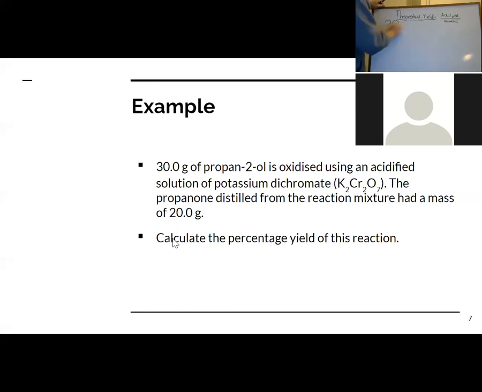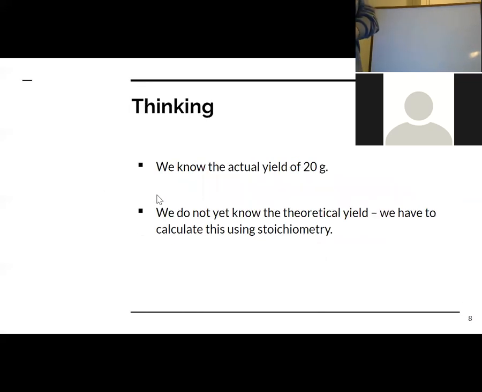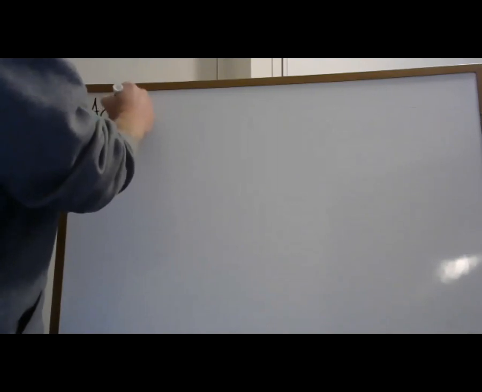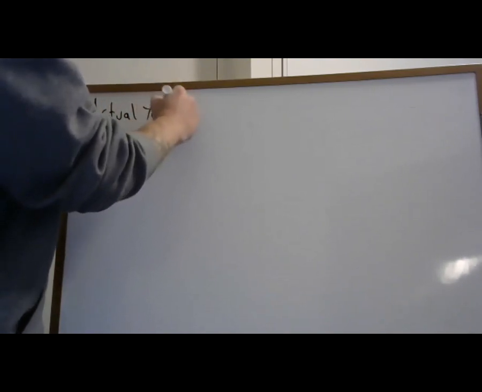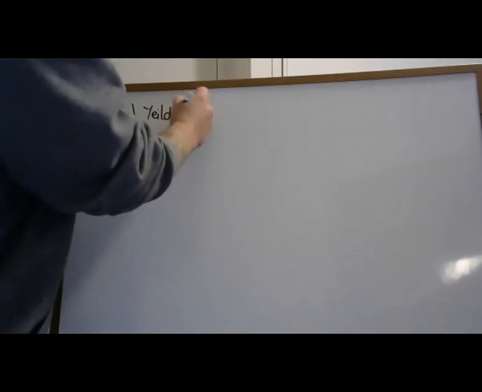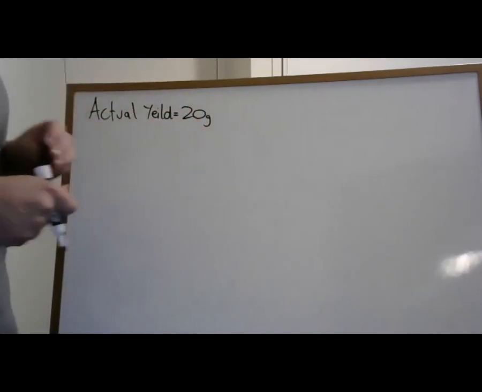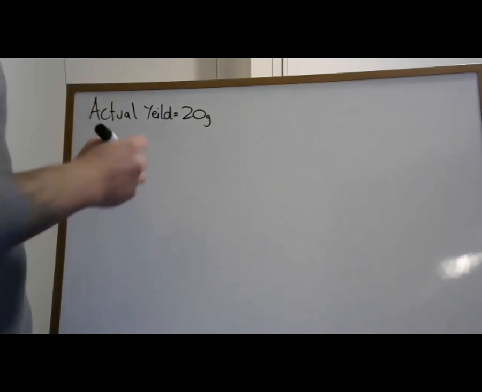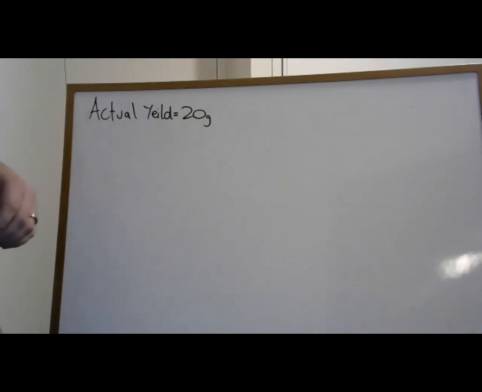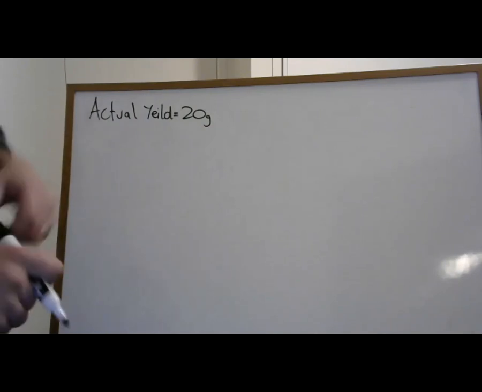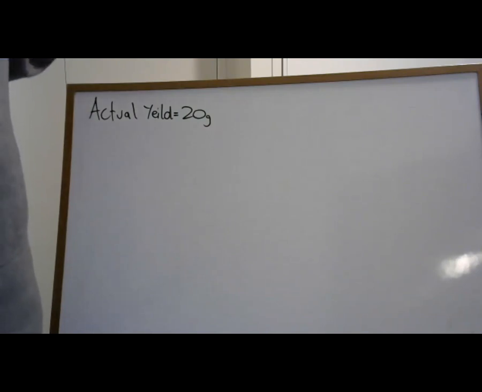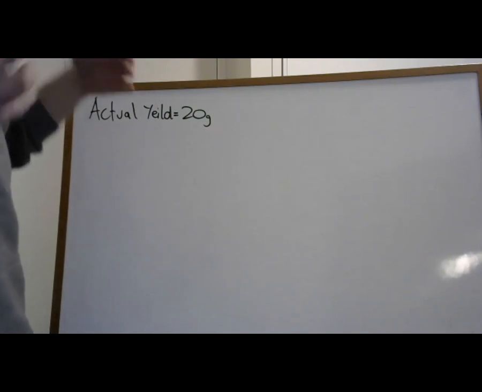So we calculate this. Following along on the slides, I'll stop sharing, so if you're following along on the slides, that will help. 20 grams is the actual yield. Theoretical yield equals, we don't know yet. So we need to calculate what's called the stoichiometric ratios.